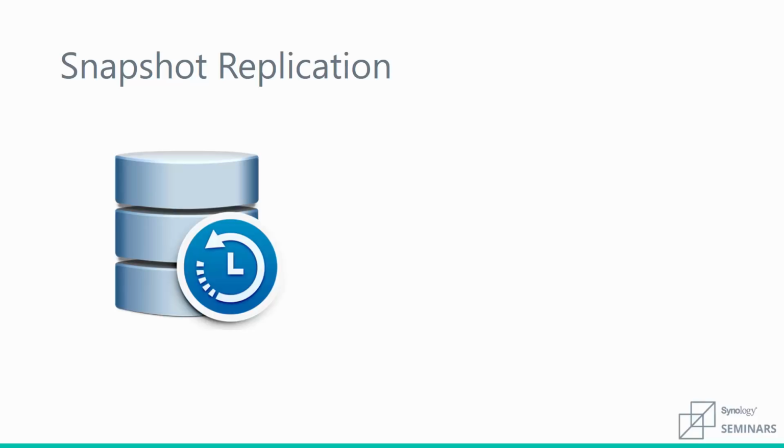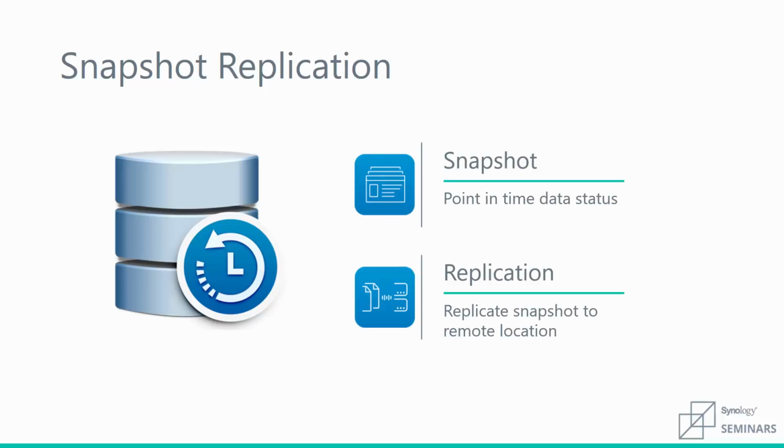So now that you're using high availability and achieving local redundancy of your data and your hardware, what if you want remote redundancy of your data? That is where snapshot replication comes into play. We like to think of this as split into two separate sections, snapshot and replication. Snapshots allow for the point in time data status, while the replication is replicating those snapshots to a remote NAS.